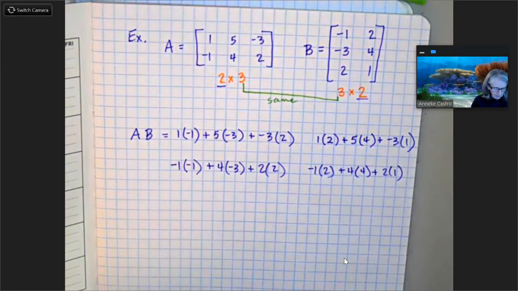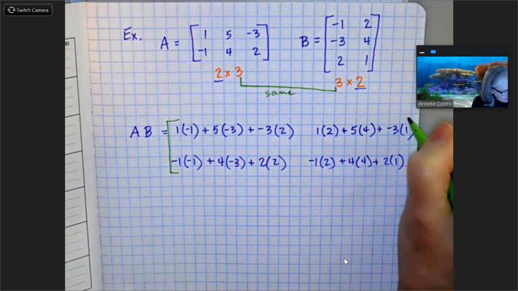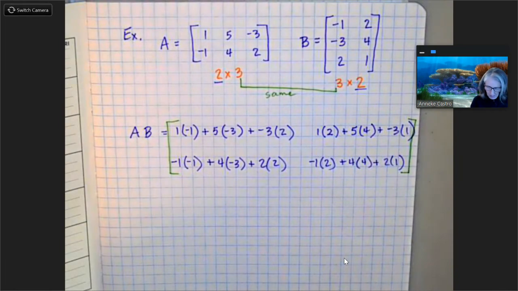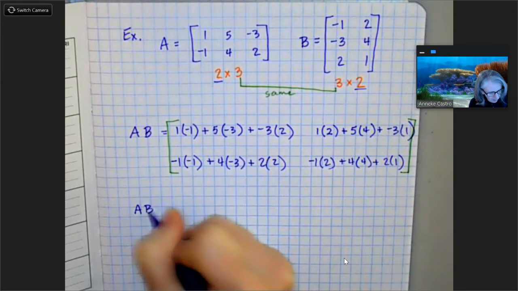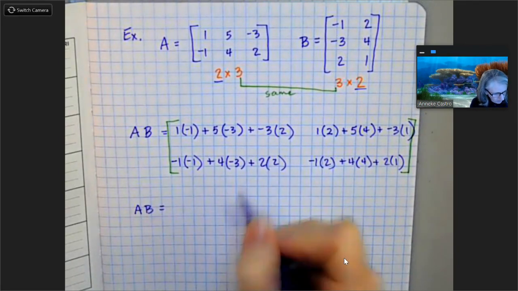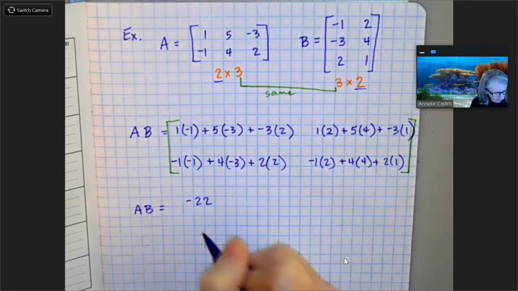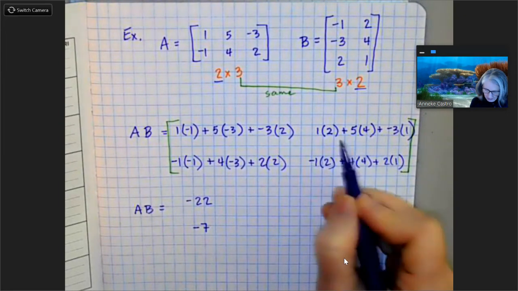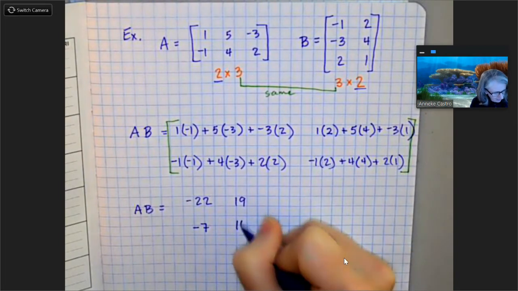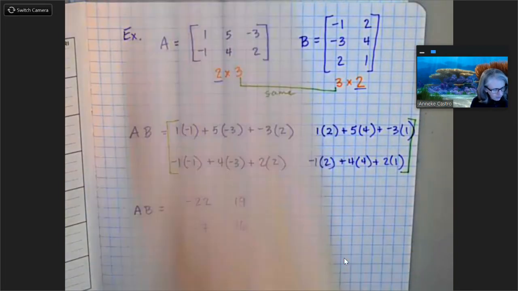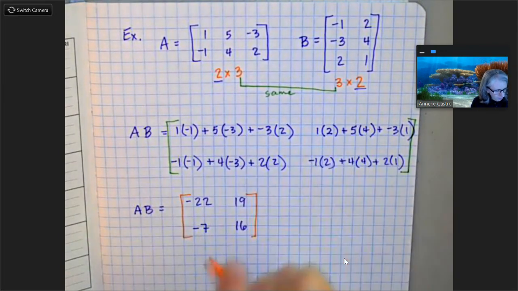Okay, so there it is. There is my resulting matrix. So then I just need to simplify this. So I'd put it into my calculator and simplify that, and my resulting matrix, AB, is going to be, this first one equals -22. This one right here equals -7. This one up here equals 19. And this one down here equals 16. So here is my resulting matrix. And notice it, in fact, is a 2 by 2 matrix.